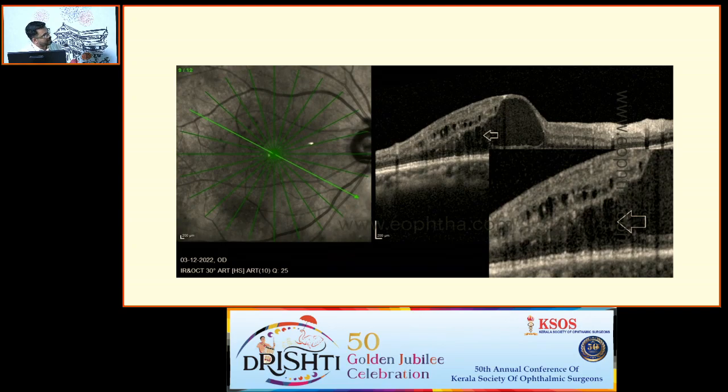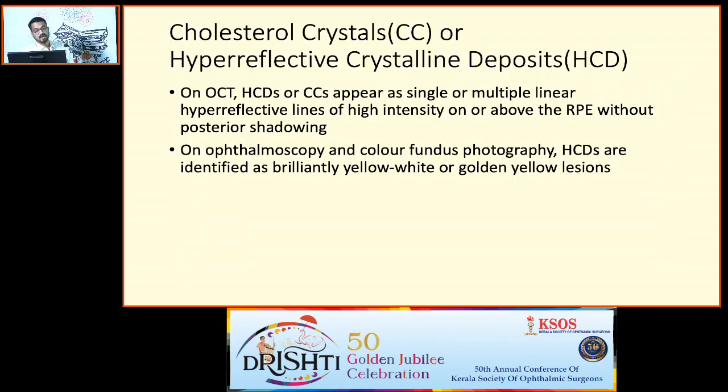If these bridging retinal processes are absent, that means if there is a large foveal cystoid, a giant cystoid, that indicates a poor treatment response, and it carries a poor visual prognosis. Even if you inject in these cases, these can eventually result in foveal atrophy, and there may not be any improvement in vision. Then another one is cholesterol crystals or hyperreflective crystalline deposits.